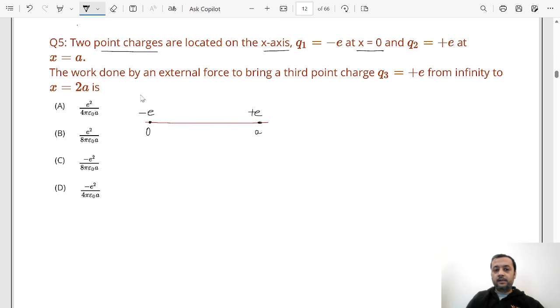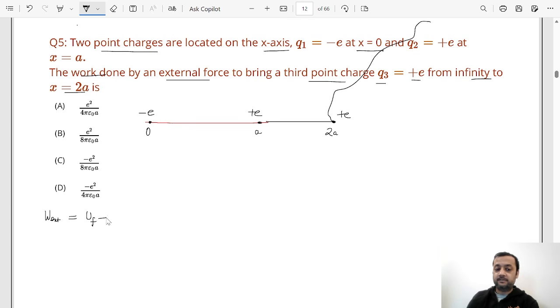Now we have to find the work done by an external force to bring the third point charge q3, which is also plus e, from infinity to x equals 2a. Suppose there is another charge in another universe, at infinity. This charge has to be brought and kept at x equals 2a. So very simple, the work done by the external agent will be equal to the change in the potential energy of the system.